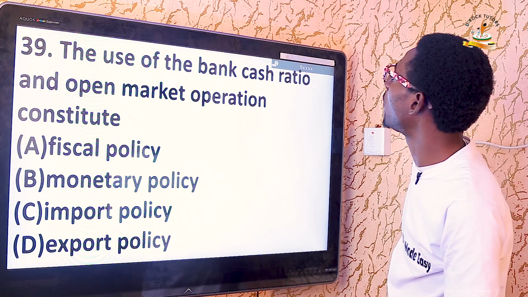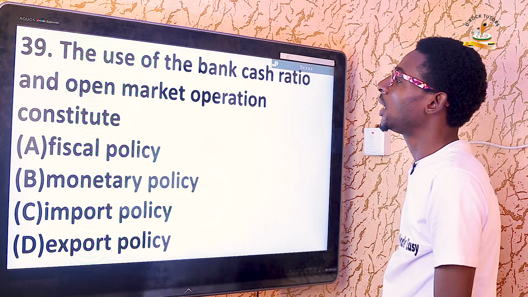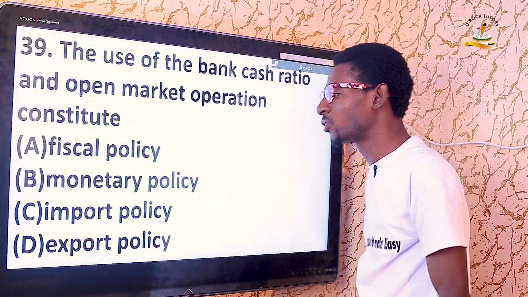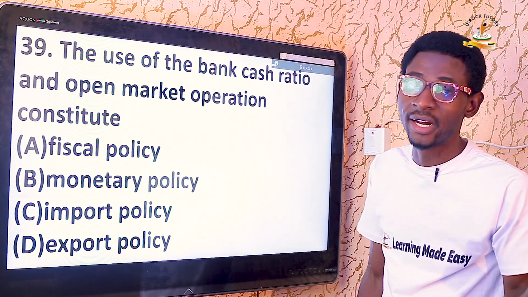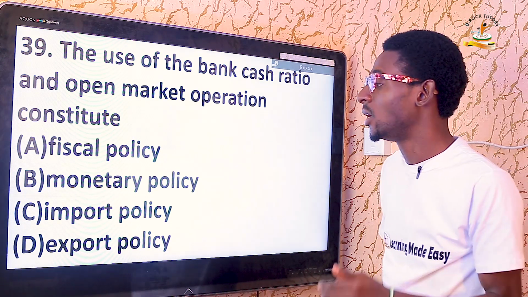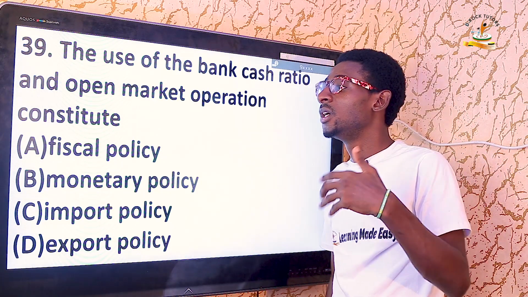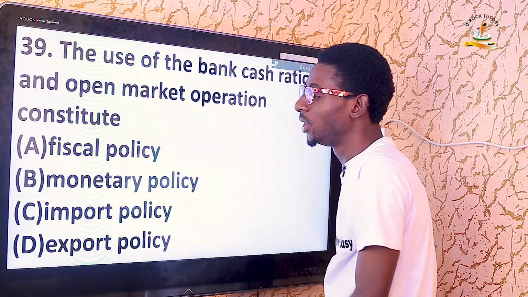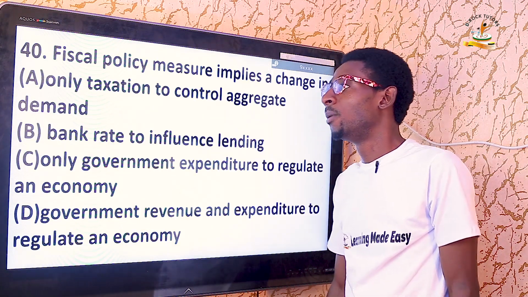The use of the bank cash ratio and open market operation constitutes, like I was saying the other time about the bank rate, what are called the monetary policy of the CBN. That is B, option B, 39, B.